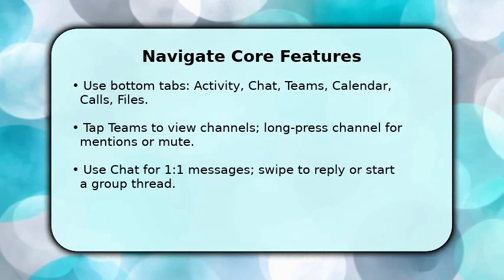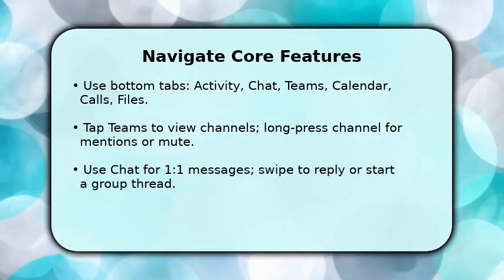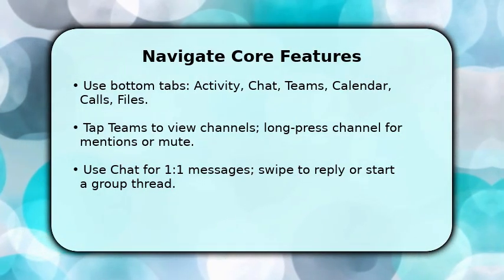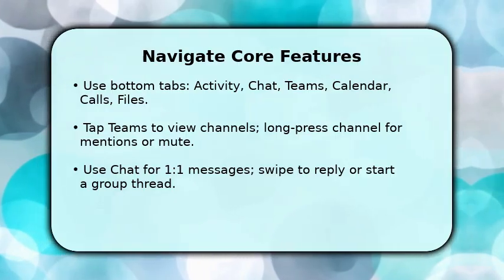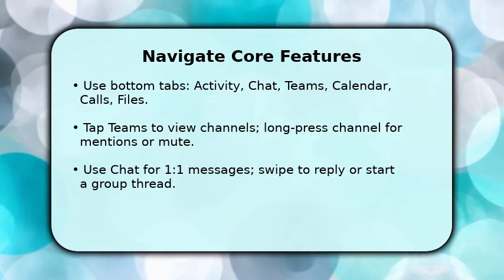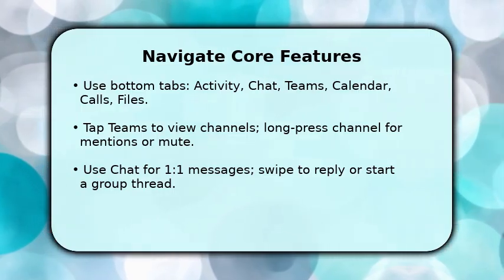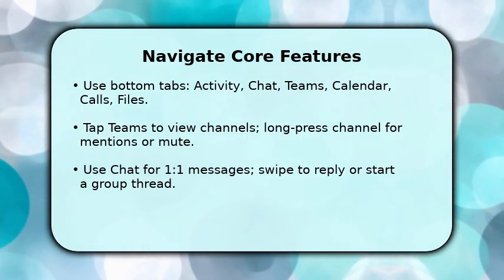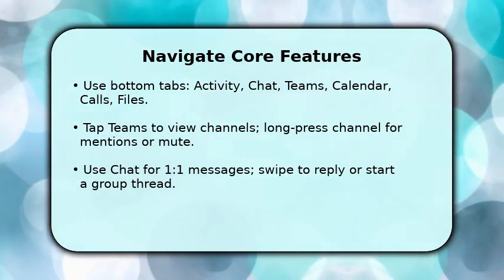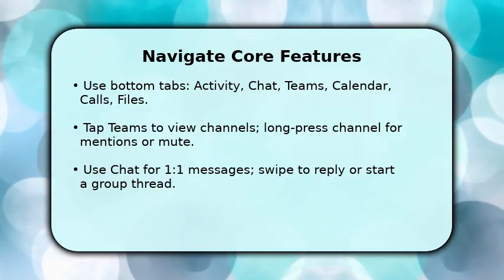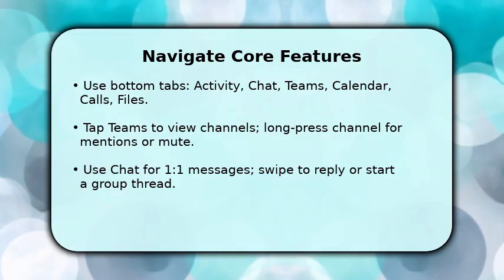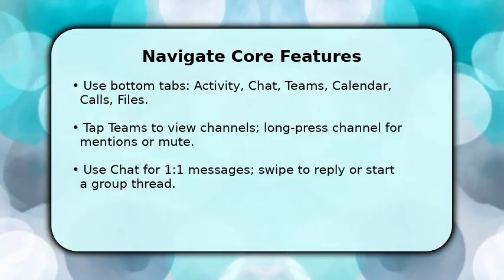Now you'll learn how to move through the app so you can collaborate efficiently. Tap the bottom tabs. Activity shows mentions and alerts. Chat holds one-to-one or group conversations. Teams lists channels and files. And Calendar shows scheduled meetings. When in a channel, tap a post to reply or use the Compose box to start a threaded conversation. Threaded replies keep context. For meetings, use the Calendar tab to join, and use the Files tab to access shared documents without leaving the app.